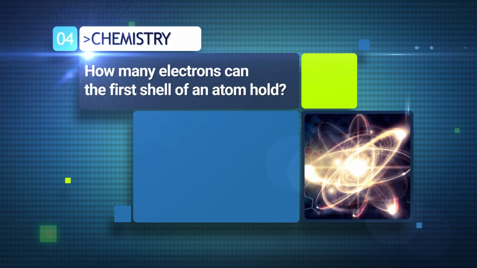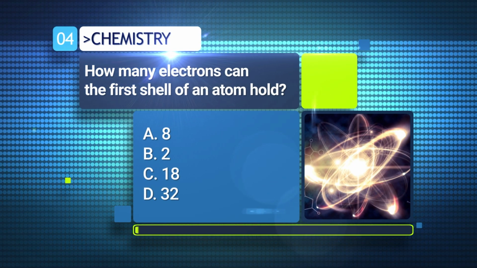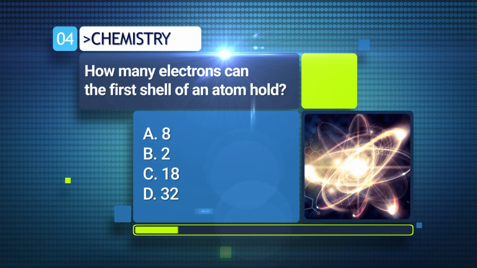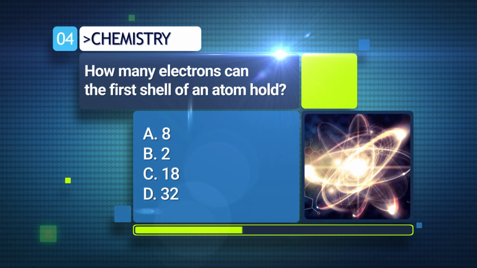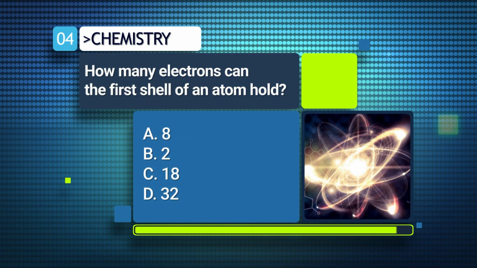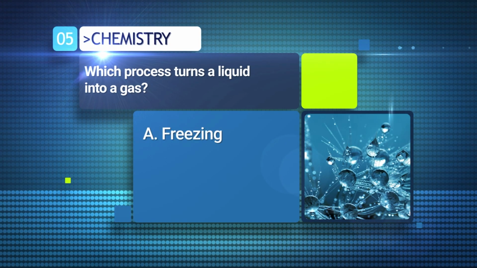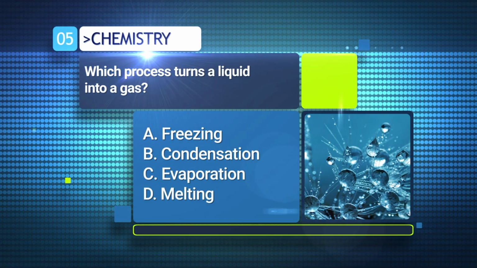Number 4. How many electrons can the first shell of an atom hold? A. 8. B. 2. C. 18. D. 32. The answer is B. 2.